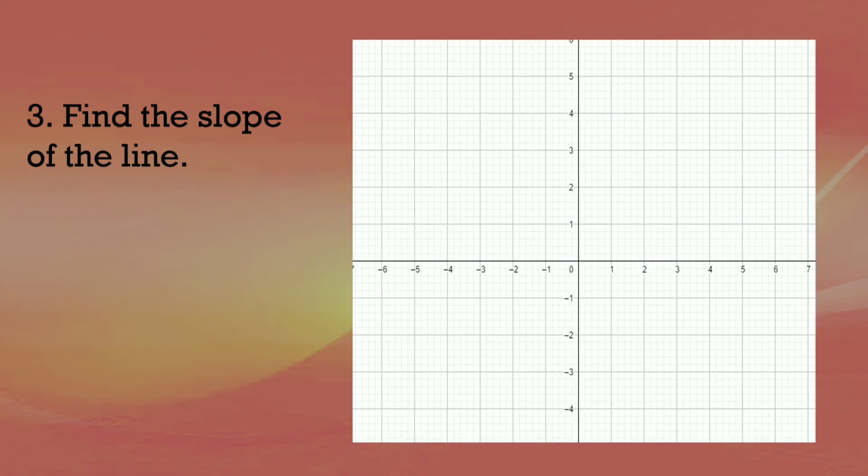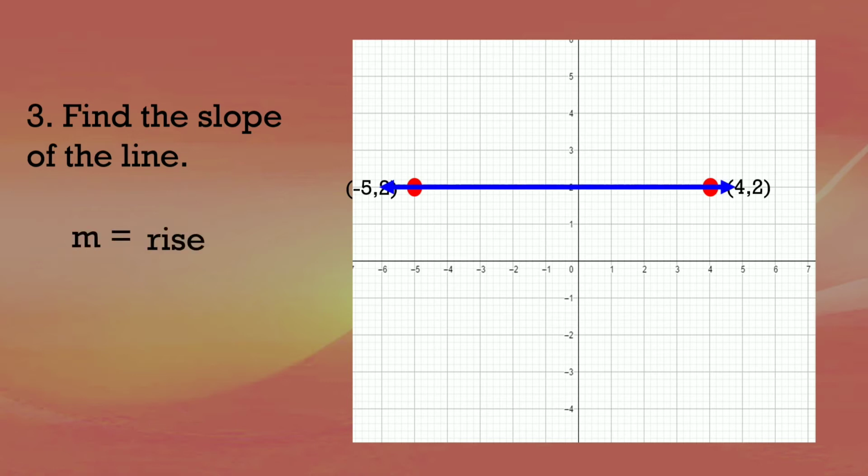So, let's have number 3. Find the slope of the line. So, we have negative 5, 2, and 4, 2. So, m equals rise. So, wala tayong rise dyan kasi hindi naman tayo paakyat. Walang vertical line dyan. So, 0 yan. Pero meron tayong run kasi meron kayong nakikita na horizontal line dyan. So, bilangin natin. 1, 2, 3, 4, 5, 6, 7, 8, 9. So, we have 9 units.